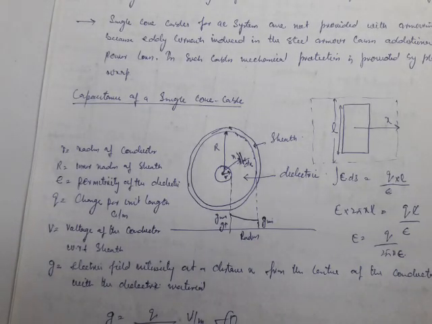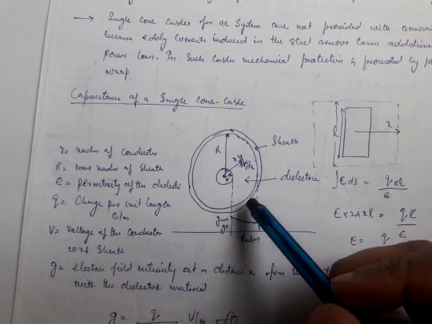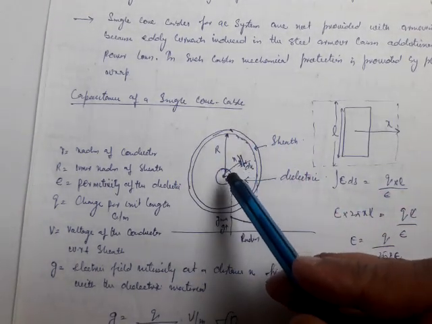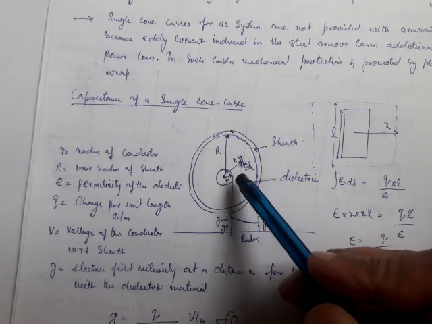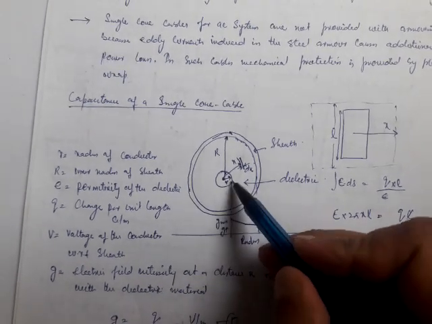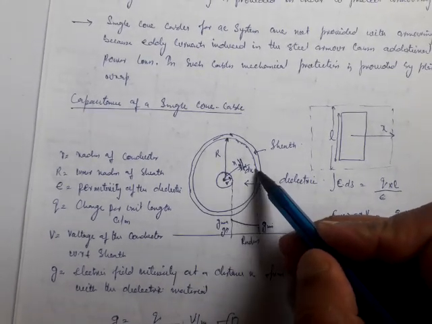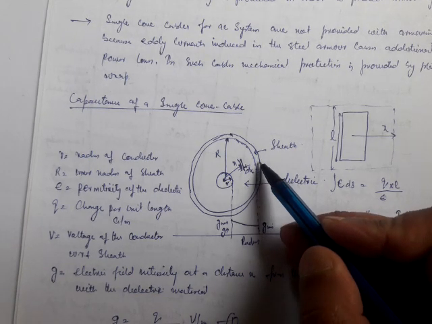Today we'll be calculating the capacitance of a single core cable. Let us consider this as a cable where this is the conductor. From this point to this point is the insulation over the conductor, and this is the sheath.